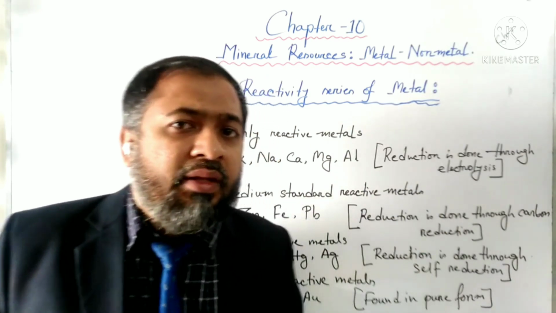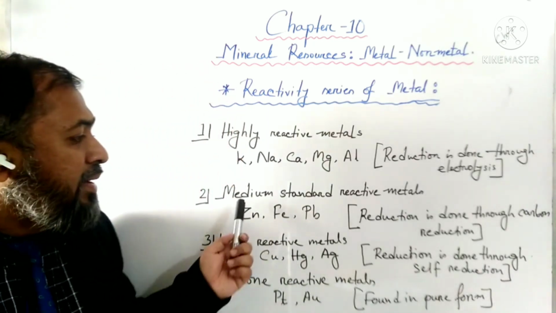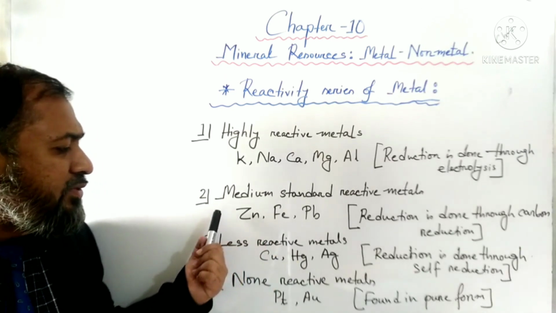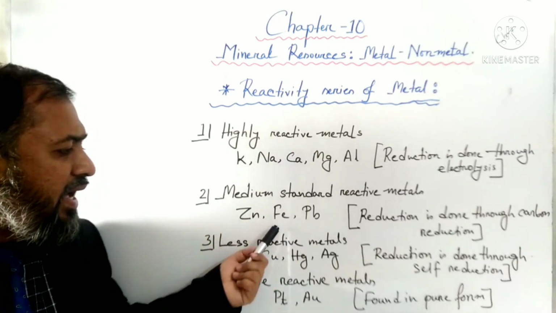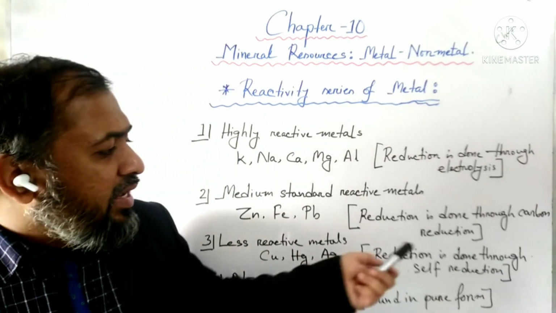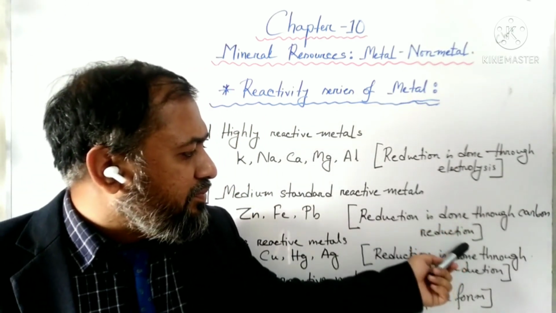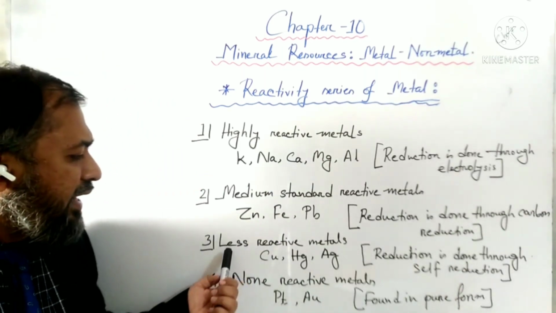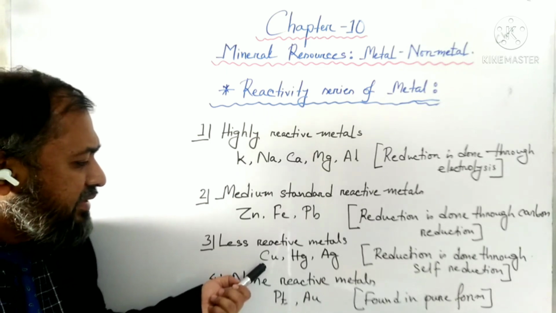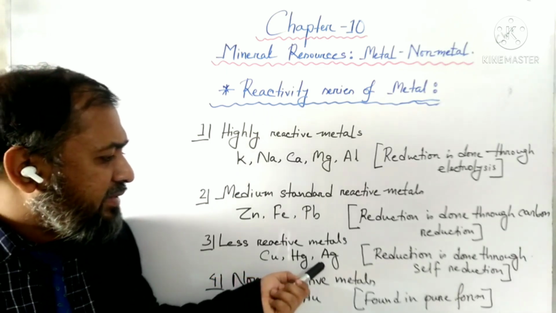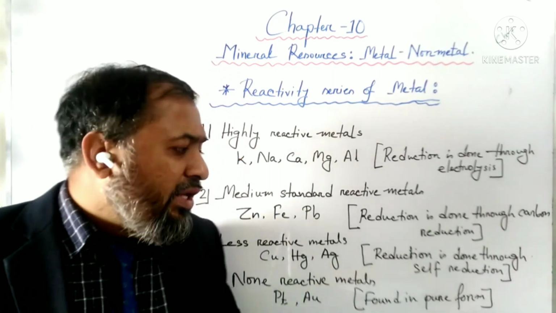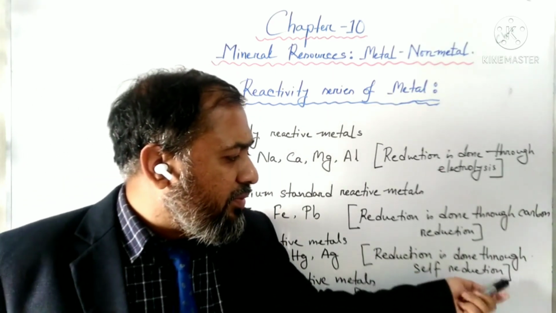Now the second category is medium reactive metals, and in this family the metals present are zinc, iron and lead. These metals can be extracted by the carbon reduction process. And the third group is less reactive metals. In this group, the metals present are copper, mercury and silver. These metals can be easily extracted by the auto reduction method.